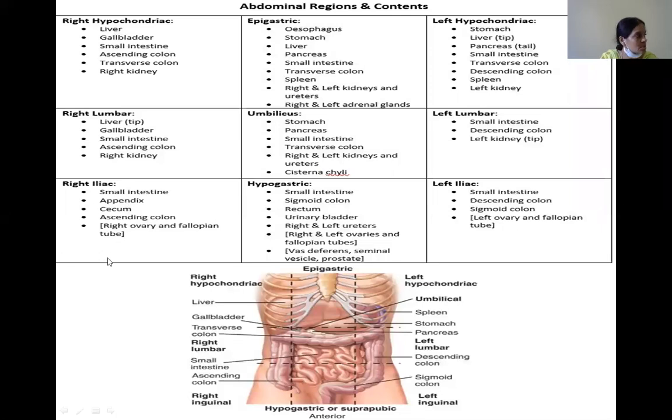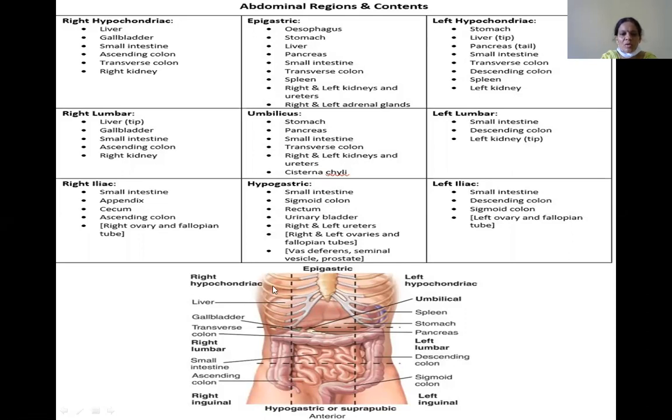Right iliac region: the important structures are the appendix and the ascending colon. Whenever there is appendicitis, inflammation of the appendix, pain or tenderness will be elicited in this right iliac fossa, and that will be referred to the umbilical region. So the appendix is the most important structure which you have to remember in this area.